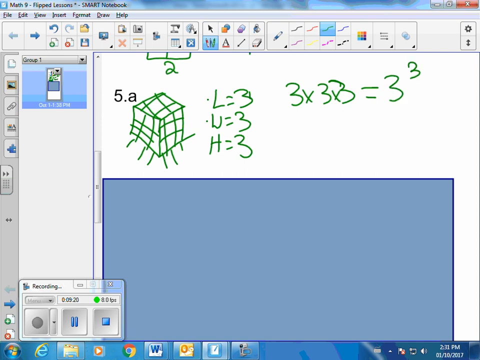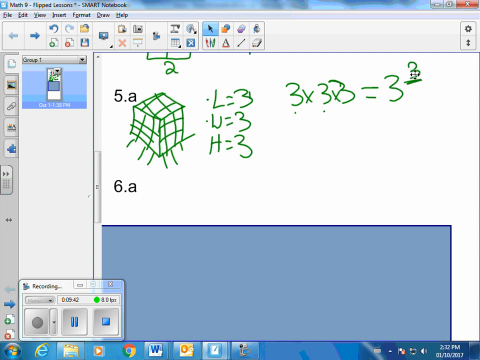3 cubed, because the 3 comes up 3 times. So the way you do that, as I mentioned, is you count up the length, width, and the height. If they're all the same, and they should for perfect cubes, which is what we're practicing for this assignment, then you're going to write it all out, count how many times it comes up. You're going to wind up with 3 cubed. Let's move on to question 6.